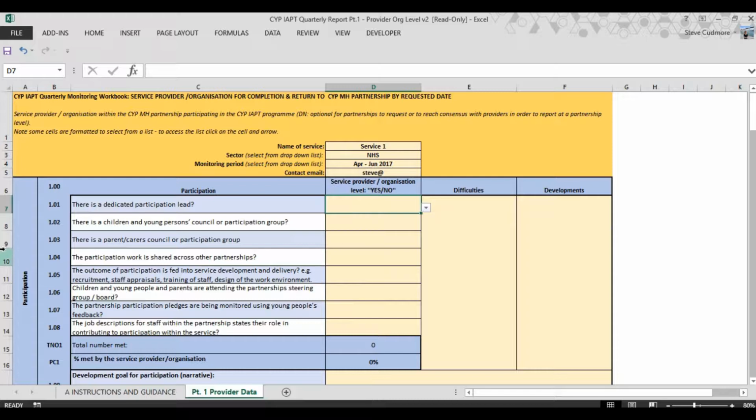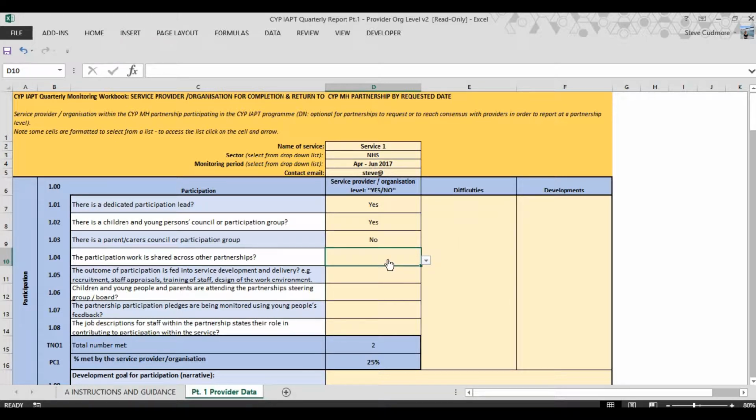Okay, the vast majority of questions in this report are yes/no questions, and there is a drop down for each one of these. Is there a dedicated participation lead? Yes. Is there a children and young persons council or participation group? Yes. Is there a parent carers council or participation group? No.